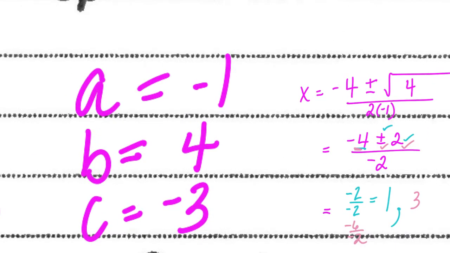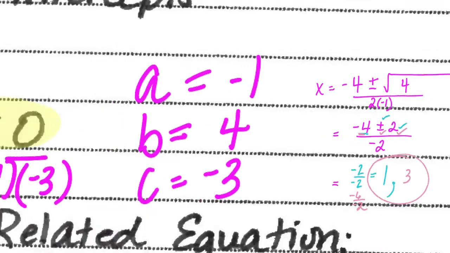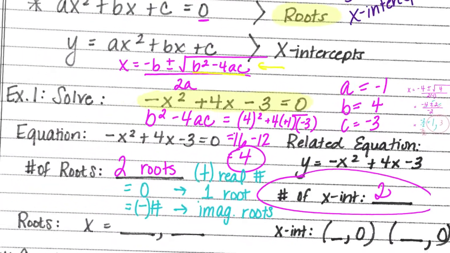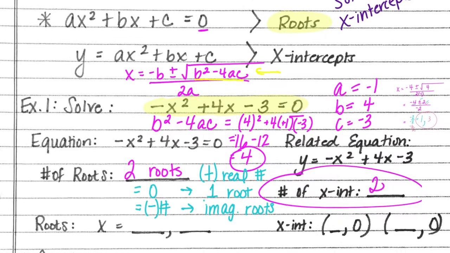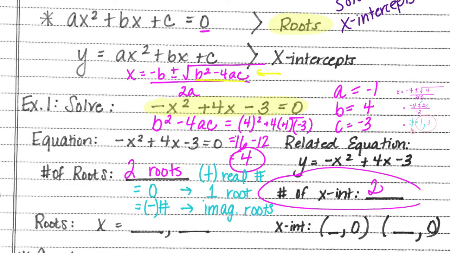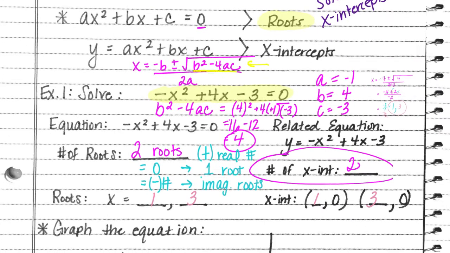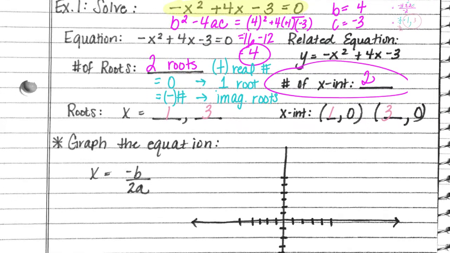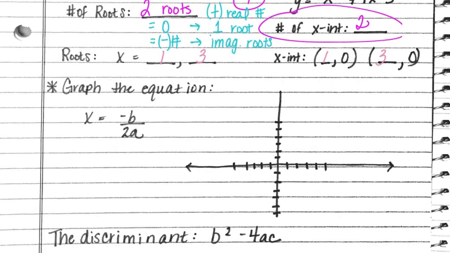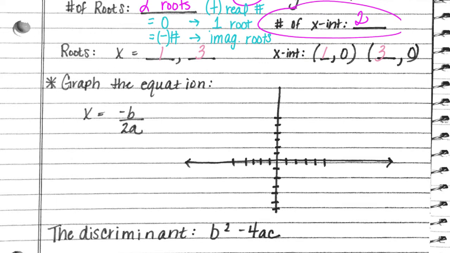So, whoops, meant to circle that. I know that 1 and 3 are my roots and my x-intercepts. So my roots are 1 and 3. My x-intercepts are 1 and 3. Wow, there's a lot of information in this one question. They are telling us to graph it. So I know already that it's going to go through positive 1 and positive 3.